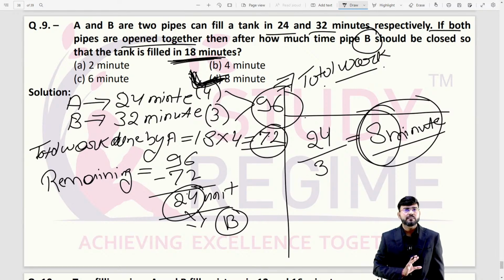You got the answer? The same concept which we were using, time and work, is very much applicable in pipes and cisterns also. Clear? Should I proceed? Okay.